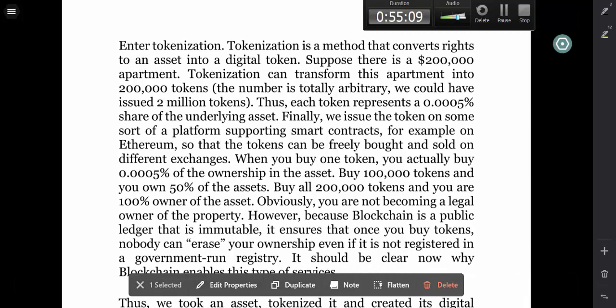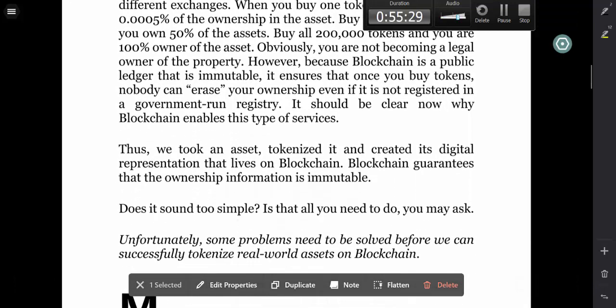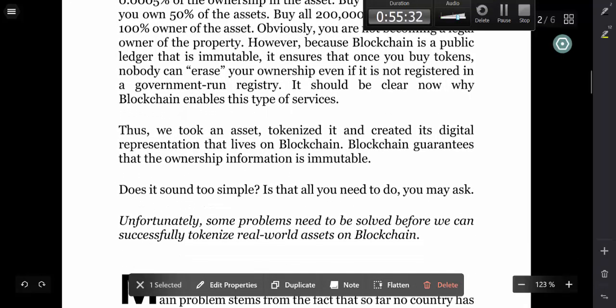So you can try to tokenize your apartment, and they just say, suppose this is a, I don't know why they changed the value, $200,000 apartment. So you tokenize it and issue 200,000 tokens, and then you start selling these tokens to people. Thus, we took an asset, tokenized it, and created its digital representation that lives on blockchain. Now, blockchain is going to be a key part of this, okay? And I think it is because of blockchain that now suddenly everything seems so exciting, okay? Does it sound too simple?